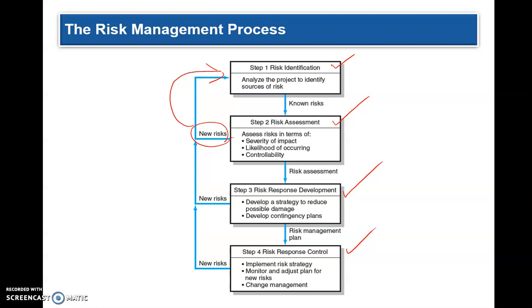The risk response development develops a strategy to reduce possible damage. It develops contingency plans. And then the risk strategy is to implement, monitor, and change the risks, and decide how to manage these risks.